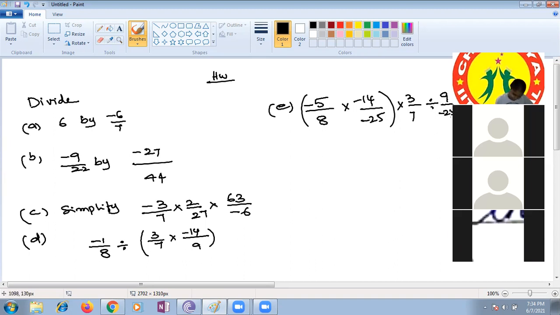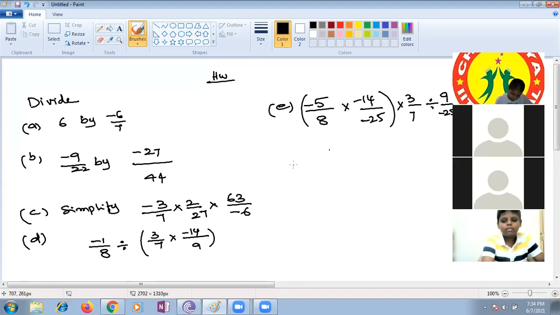Ma'am, first we need to do the problem which is in the brackets. Then division, then multiplication, then addition and subtraction. BODMAS rule: bracket, division, multiplication, addition, subtraction.